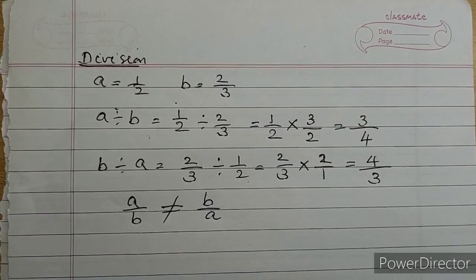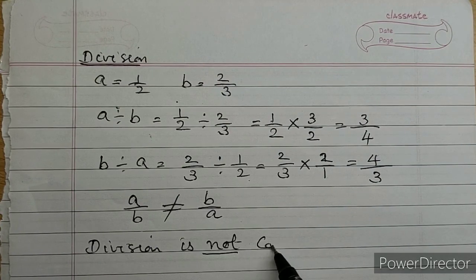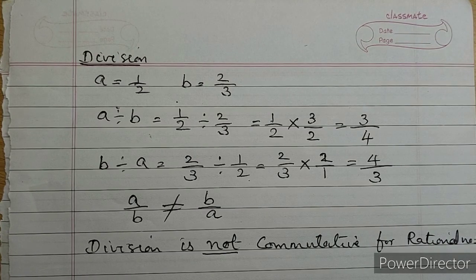So we can conclude that division is not commutative for rational numbers. So for commutative property, addition is commutative, subtraction is not commutative, multiplication is commutative, and division is not commutative.